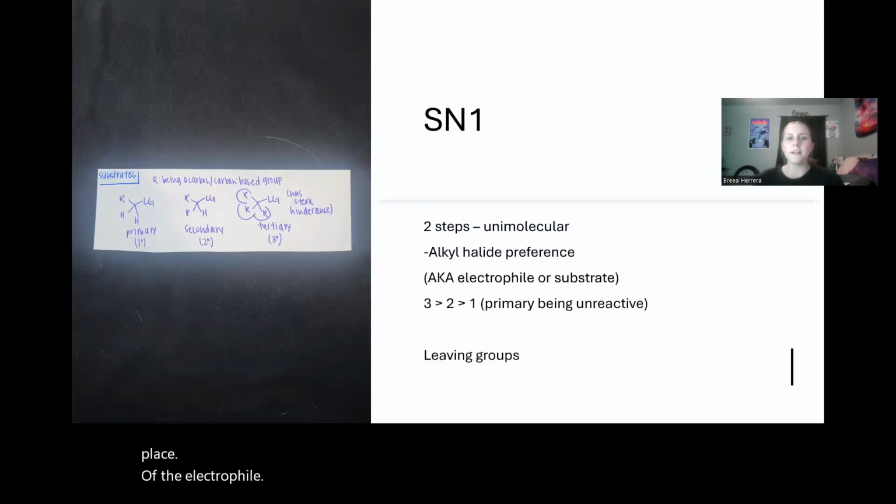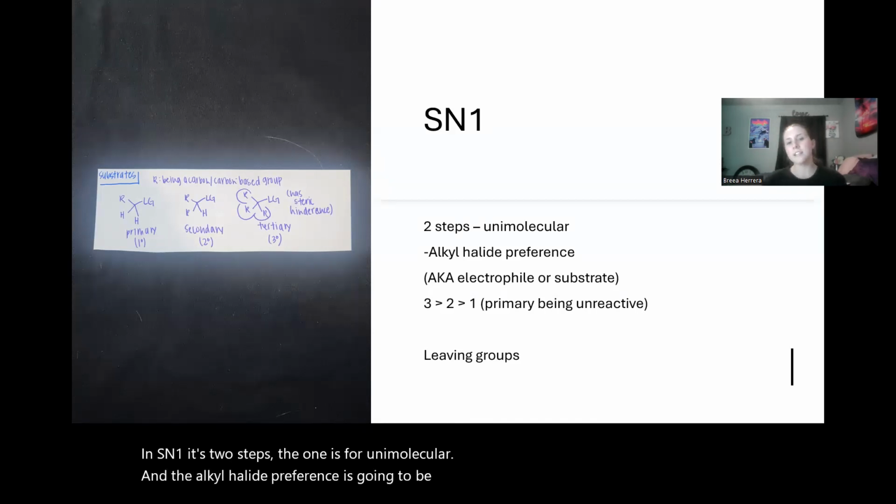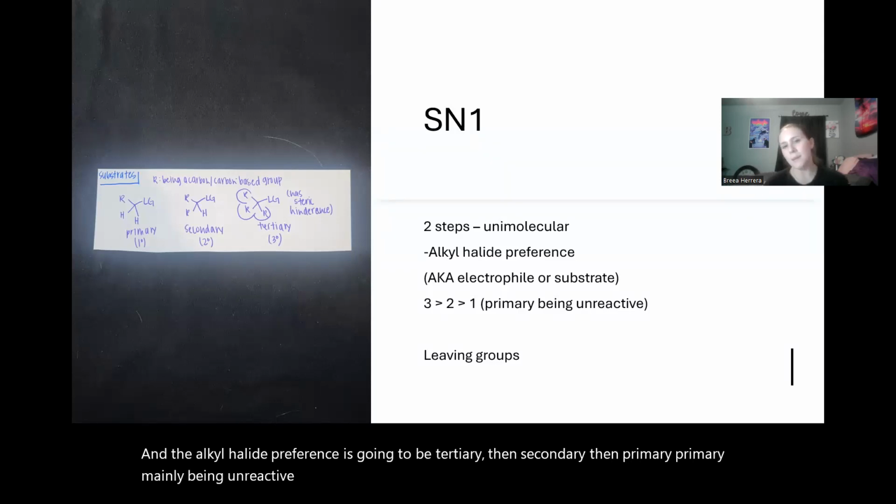In SN1, it's two steps. The 1 is for unimolecular, and the alkyl halide preference is going to be tertiary, then secondary, then primary. Primary mainly being unreactive, methyl not even being in the question.